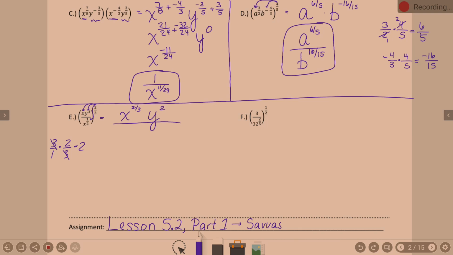Okay. What about the bottom? X to the 1/2 raised to the 2/3. So we're going to do what? 1/2 times 2/3, just like what we did with the previous one. What is 1/2 times 2/3? 1/3.